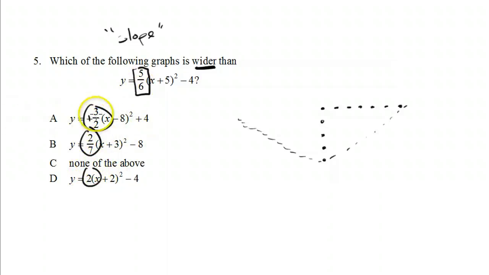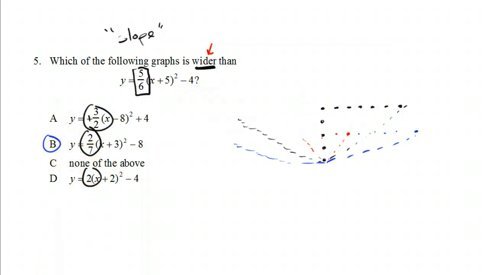So the first one is a 3 over 2. If I count up 3 and over 2, I can see that this one goes narrower. So that's not it because we want to find the one that's, again, wider. So let's try the next one, 2 over 7. So if I go up 2, and then 1, 2, 3, 4, 5, 6, 7, I see this one does in fact get wider.